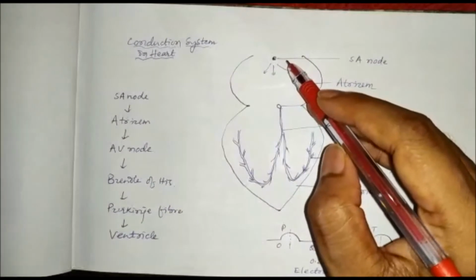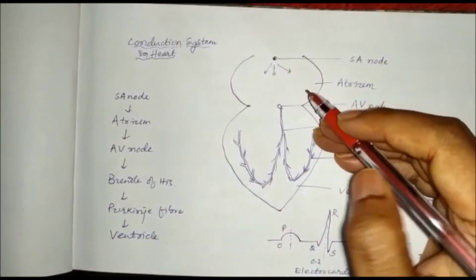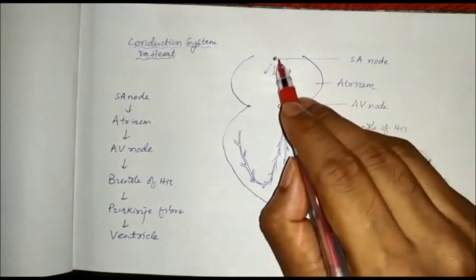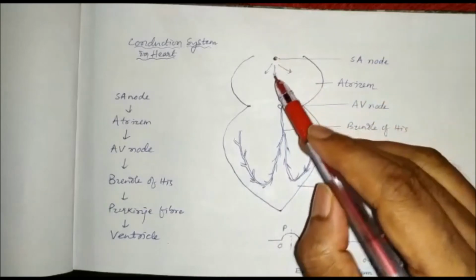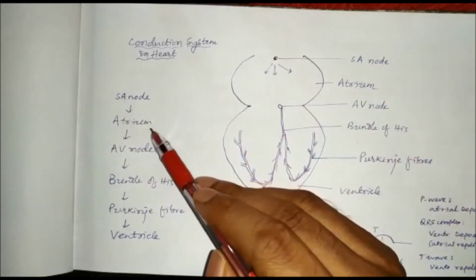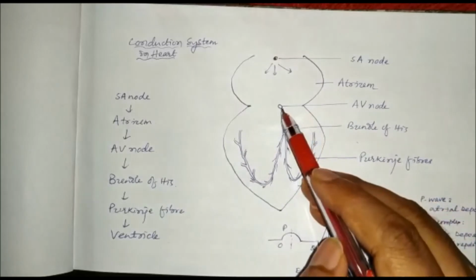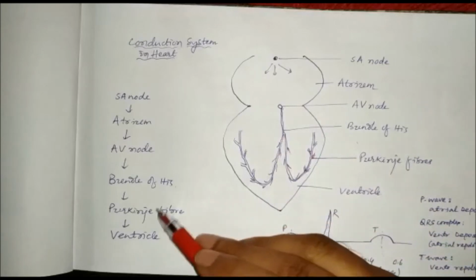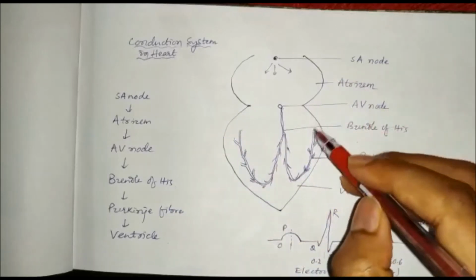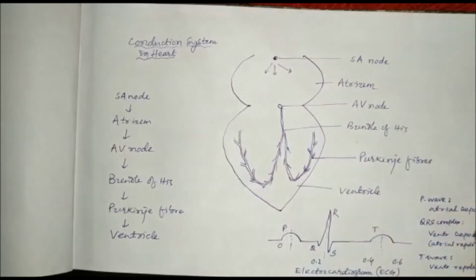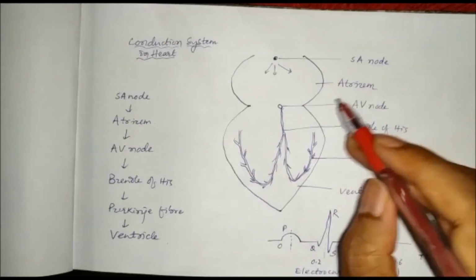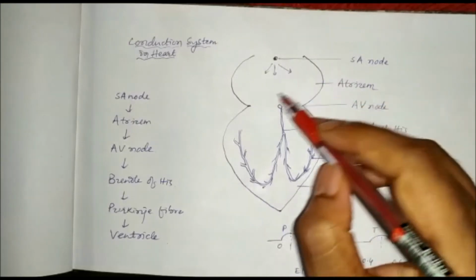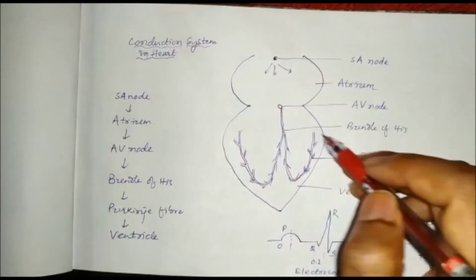Now, how does the contraction of the heart occur? The impulse is generated in the sino-auricular node or SA node, and then that impulse passes through the atrium and reaches the atrioventricular node or AV node. Then from the AV node it goes to the bundle of His. Then through the Purkinje fibers it passes throughout the ventricles. In this way the impulse is conducted in the heart, and accordingly there is contraction of the atrium followed by contraction of the ventricle.